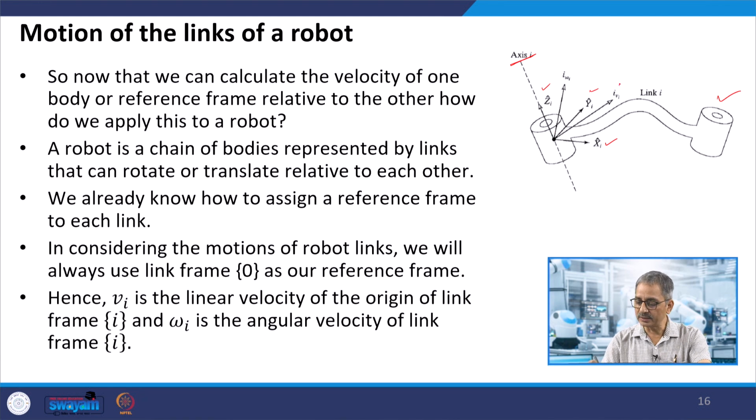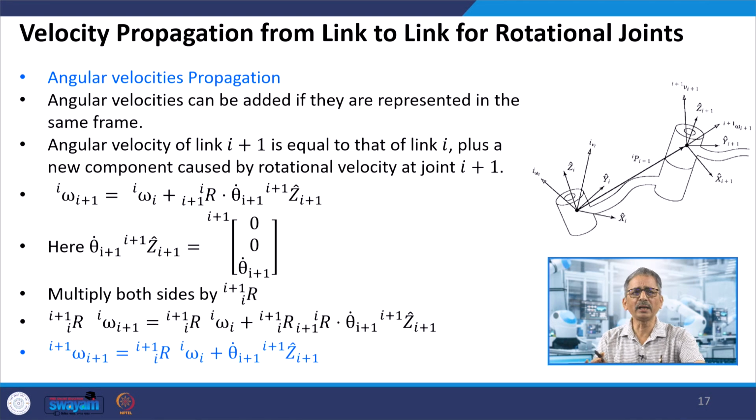Now, here this Vi^i basically represents the velocity of the ith link with respect to a universal frame expressed in terms of the ith frame. Similarly, this omega_i^i is the angular velocity of the ith link with respect to some universal frame and expressed in terms of the ith frame. So, this is how we can do that. Alright. So, now let us see first how the angular velocity propagates from one link to another link.